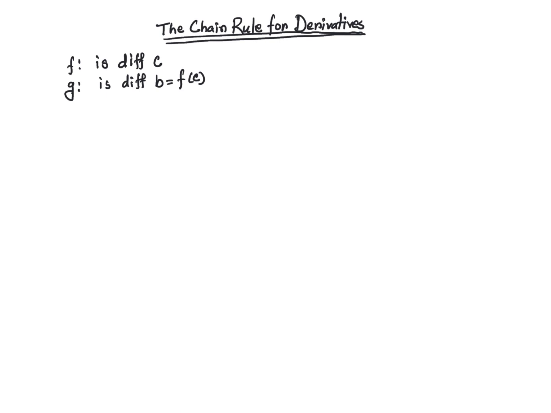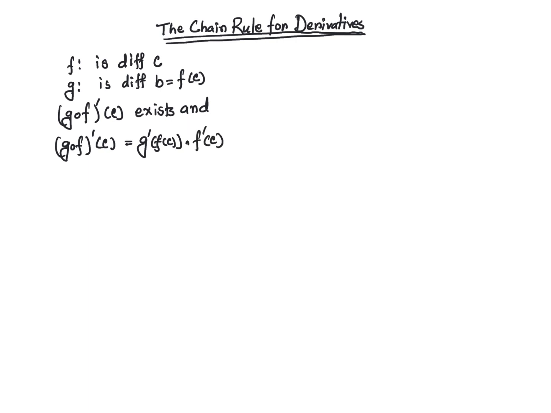Okay, so f is differentiable at c and g is differentiable at f of c. Then we make the following conclusion. Conclusion number one is that g composed with f prime of c exists, and the second conclusion is that g composed with f prime of c is going to be equal to g prime of f of c times f prime of c.